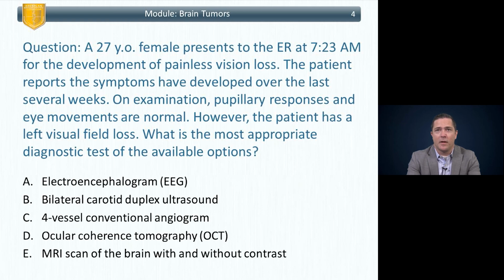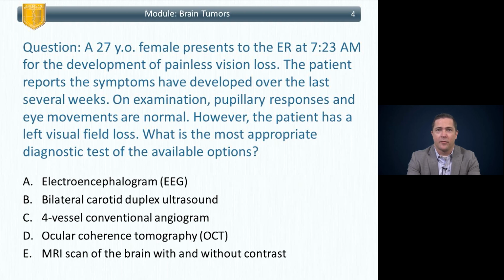A 27-year-old female presents to the ER at 7:23 a.m. for the development of painless vision loss. The patient reports the symptoms have developed over the last several weeks. On examination, pupillary responses and eye movements are normal. However, the patient has a left visual field loss. What is the most appropriate diagnostic test of the available options? An EEG, bilateral carotid duplex ultrasound, a four-vessel conventional angiogram, ocular coherence tomography, or an MRI scan of the brain with and without contrast.